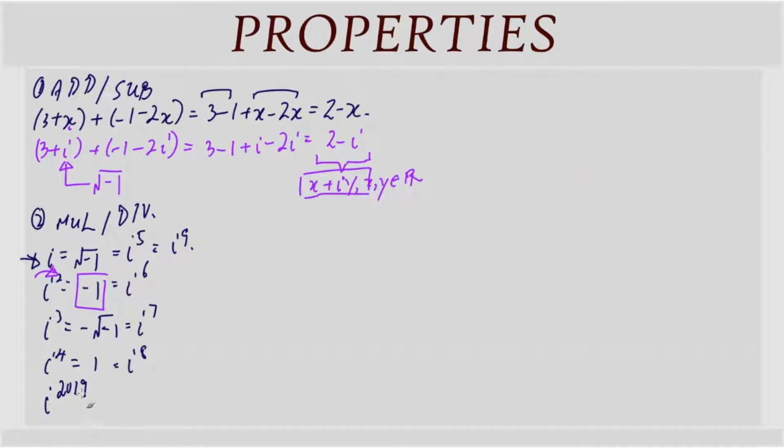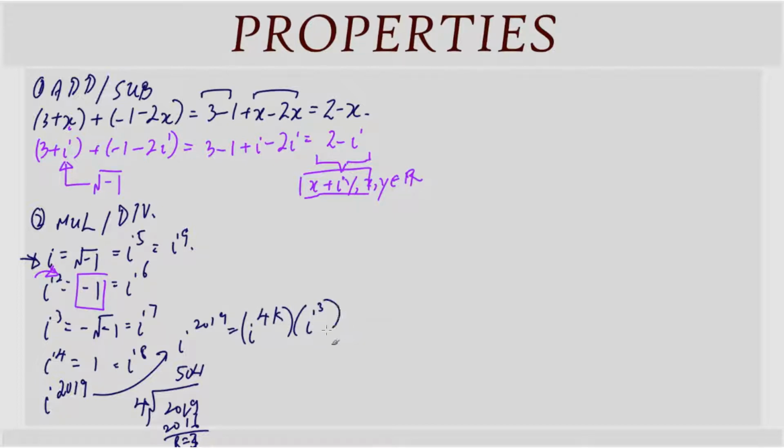Right, so let's divide 2019 by 4. We have 5, and we have 0, 4. So 4 times 4, 16. Remainder is equal to 3. If the remainder is equal to 3, that means that i to the power of 2019 is equal to i to the power of something times 4 times i to the power of 3. And of course, i to the power of 4 times anything is equal to 1 itself. And i to the power of 3 is equal to negative of the root of negative 1. So therefore, the result is the negative of the root of negative 1.